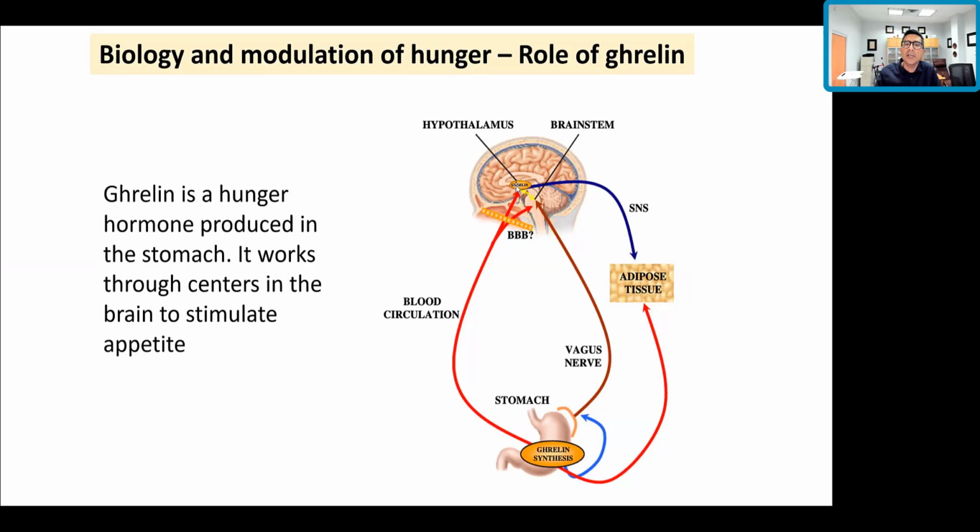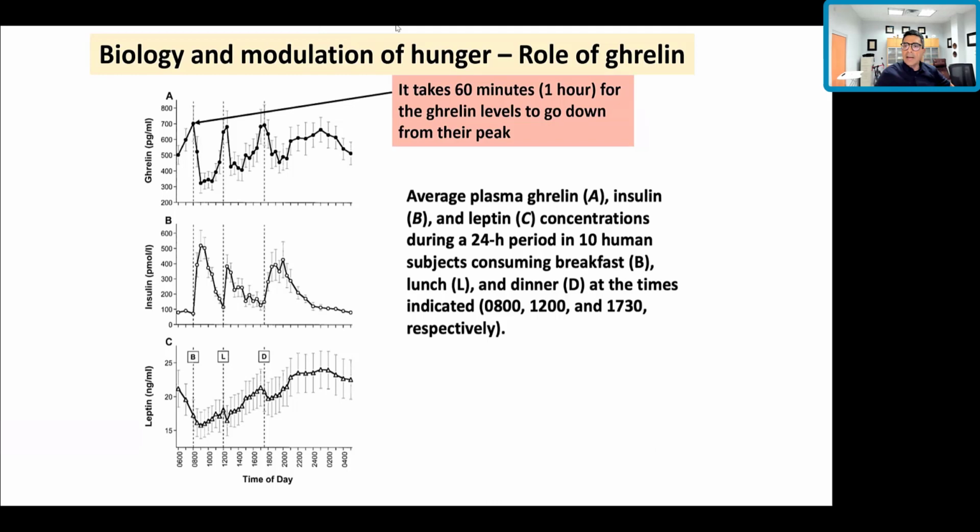The ghrelin also is modulated to some degree by another nerve that is going from the stomach called the vagus nerve. We will not get into that. So let's see how ghrelin is released. So this is a person who is eating breakfast here, lunch here, and dinner here. At this time is midnight.